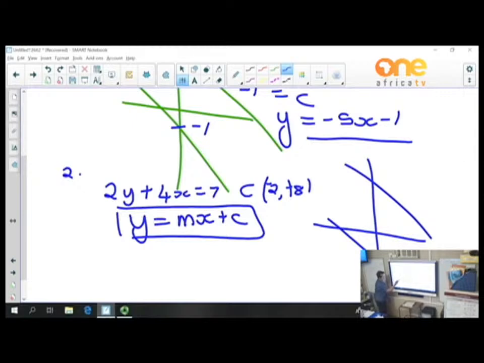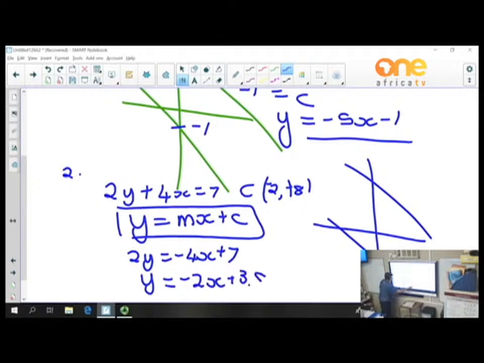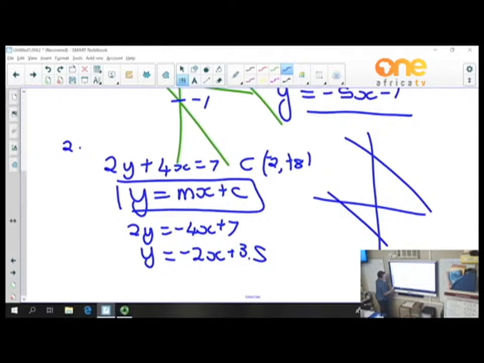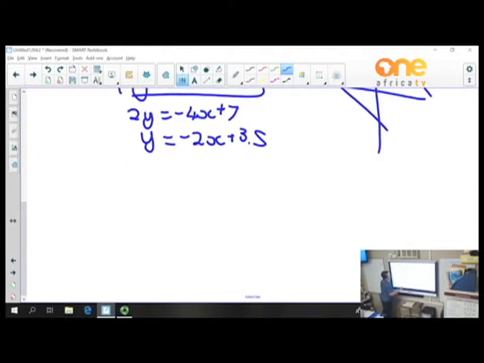You don't have it, so you don't have a gradient now for the first one. So with algebra, I change this one first. So 2y is equal to -4x plus 7. So y is equal to -2x plus 3.5. Because they are parallel, the gradient will be the same. So what is my parallel line's gradient? -2. So y is equal to -2x plus c.